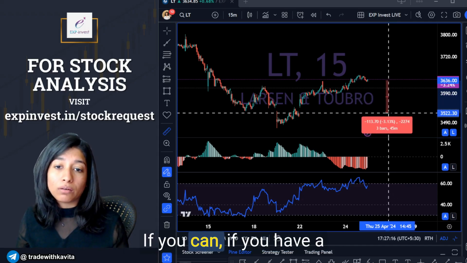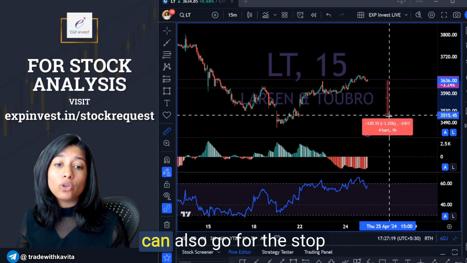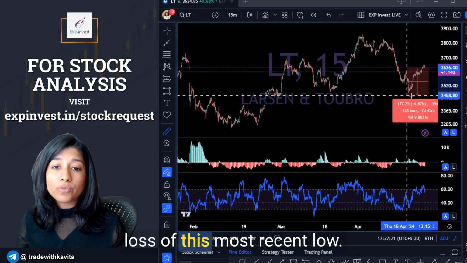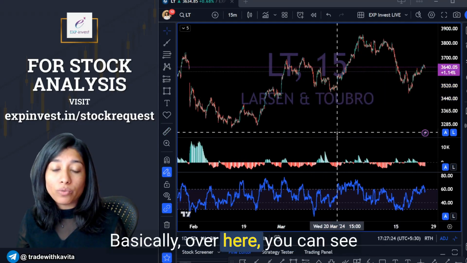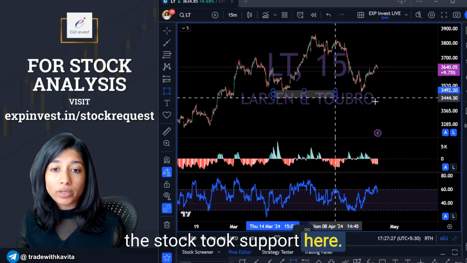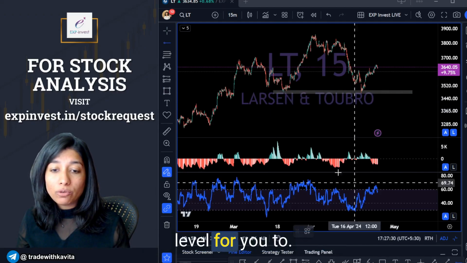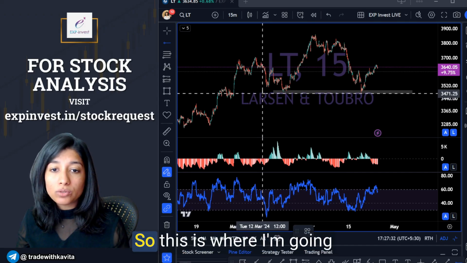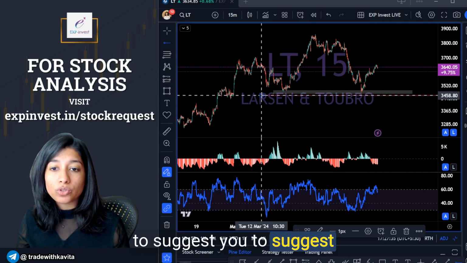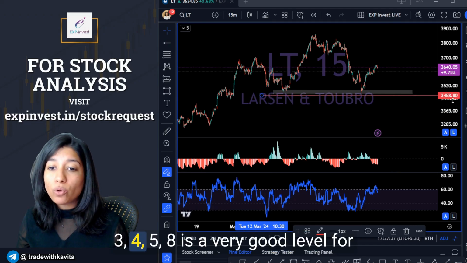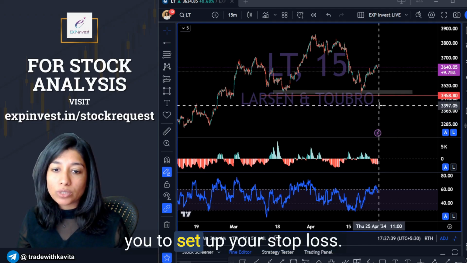If you have a bigger appetite for risk, you can also go for the stop loss of this most recent low. Basically over here you can see the stock took support here. This is a more relevant level for you to actually set up the stop loss. So this is where I'm going to suggest you set your stop loss. 3458 is a very good level for you to set up your stop loss.